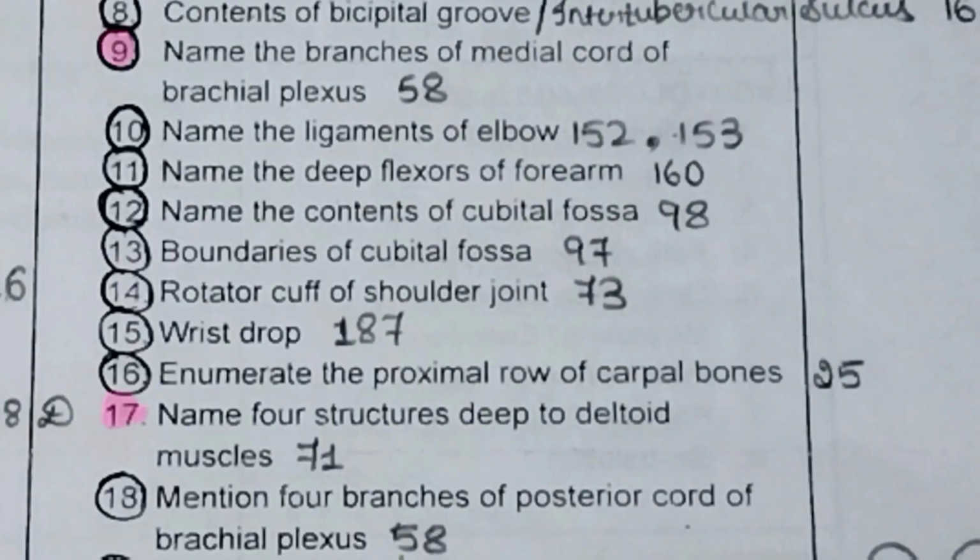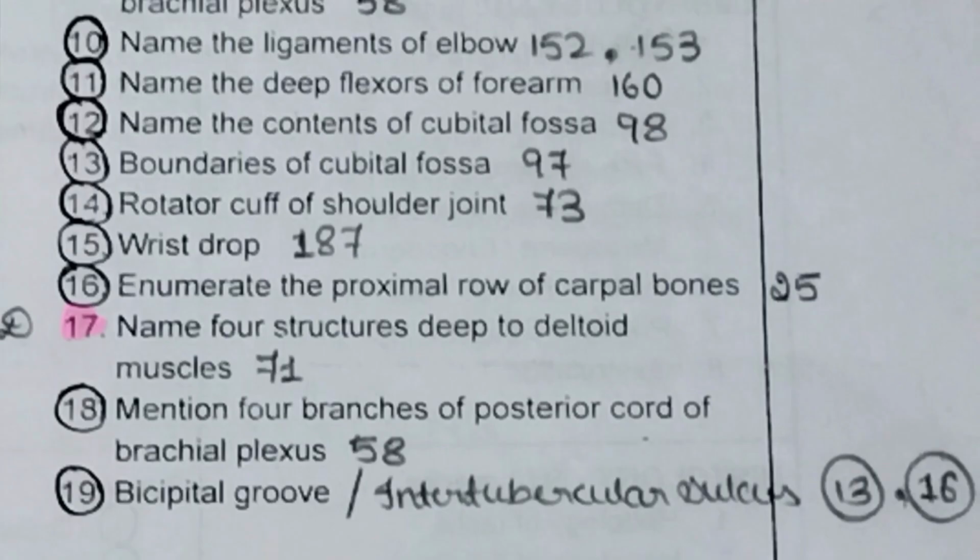13th one, boundaries of cubital fossa. 14th one, rotator cuff of shoulder joint. 15th one, wrist drop. 16th one, enumerate the proximal row of carpal bones. 17th one, name 4 structures deep to deltoid muscles. 18th one, name 4 branches of posterior cord of brachial plexus. And the last one is bicipital groove.